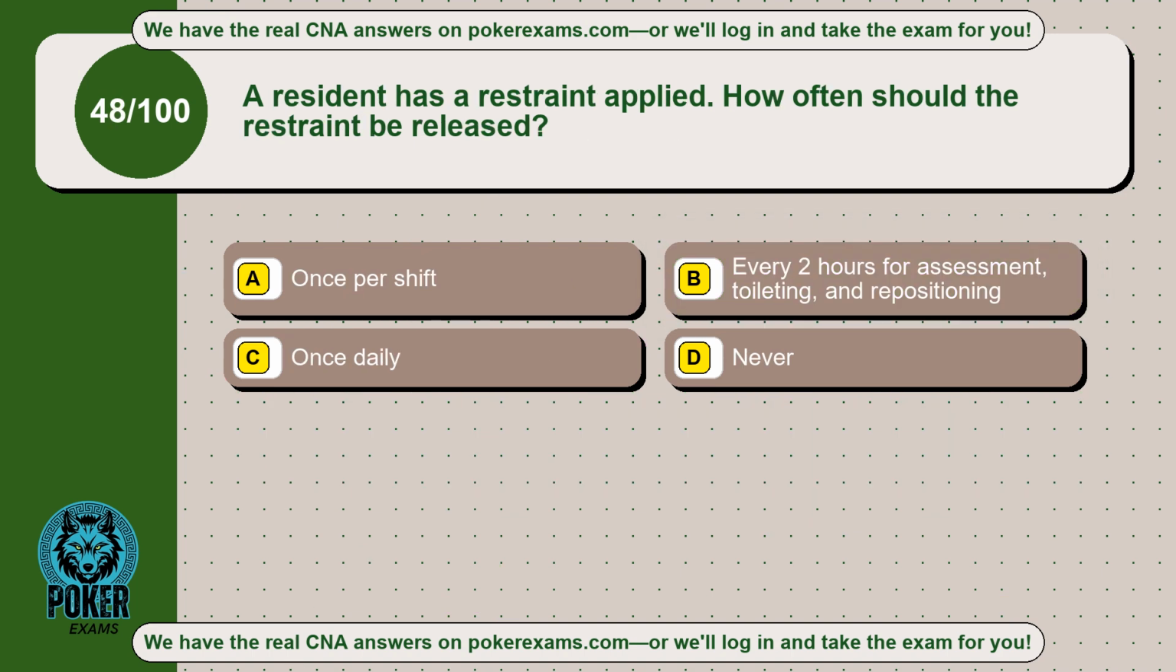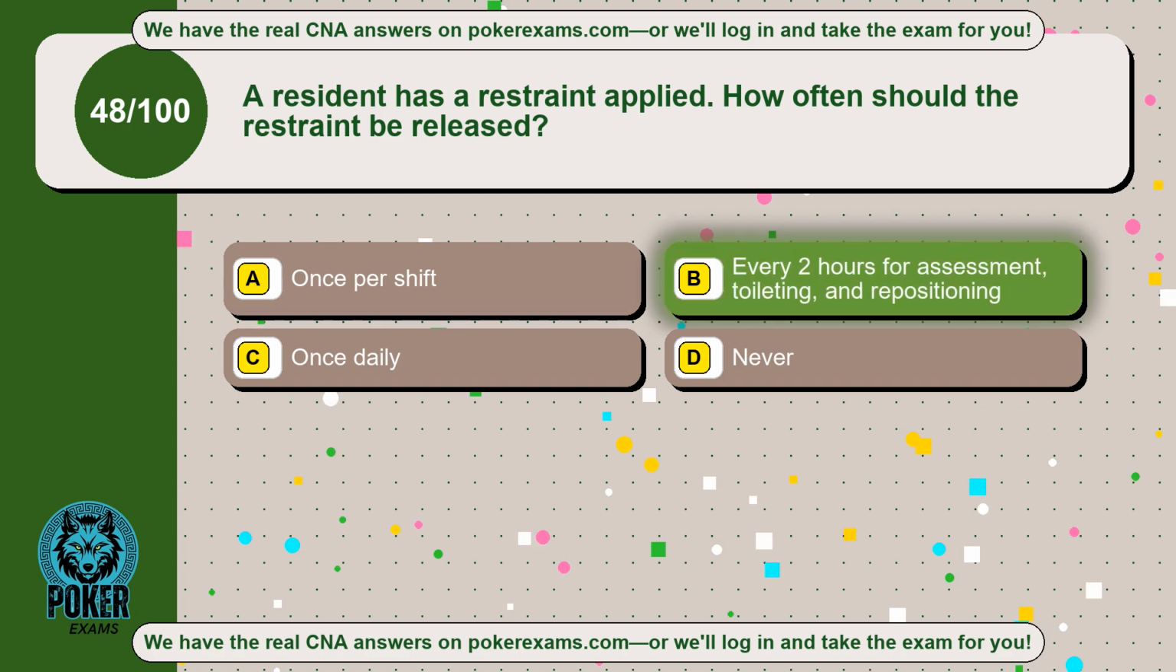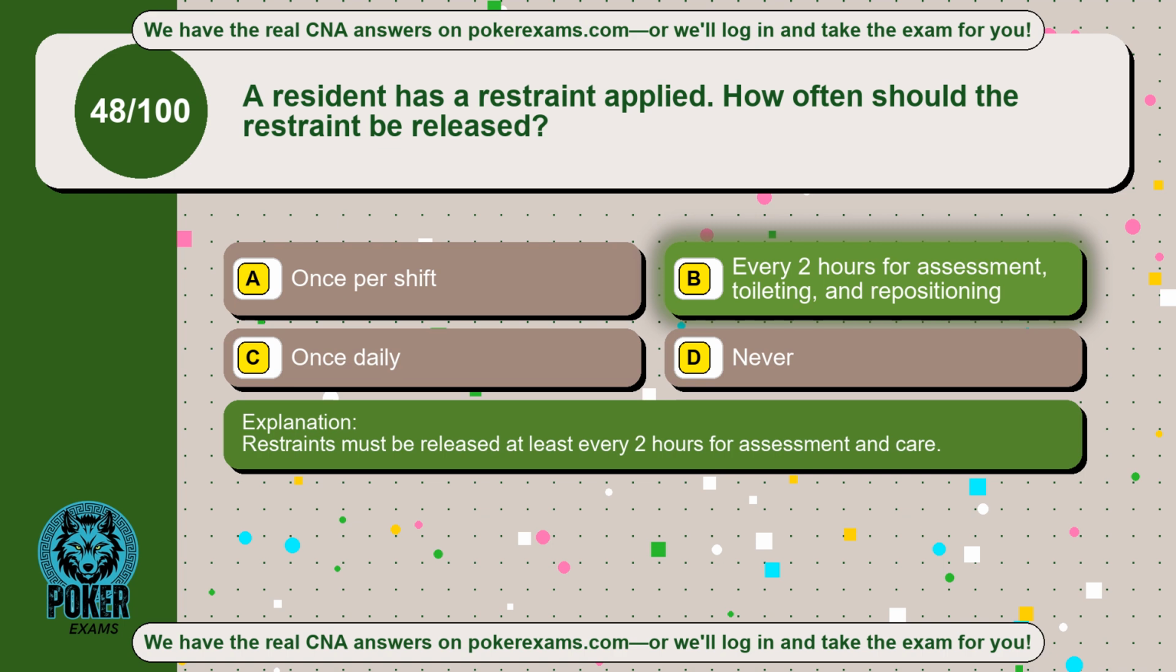Question 48. A resident has a restraint applied. How often should the restraint be released? Option A. Once per shift. Option B. Every 2 hours for assessment, toileting, and repositioning. Option C. Once daily. Option D. Never. The correct answer is option B. Every 2 hours for assessment, toileting, and repositioning. Restraints must be released at least every 2 hours for assessment and care.